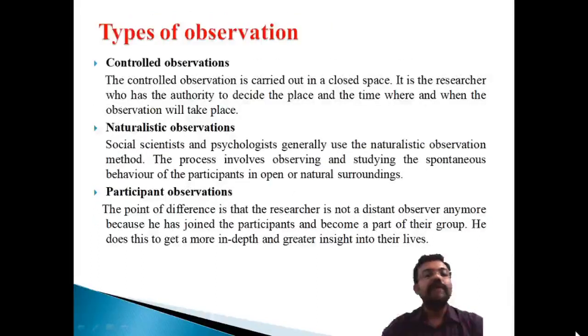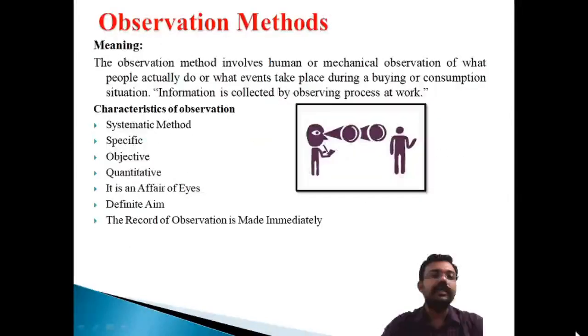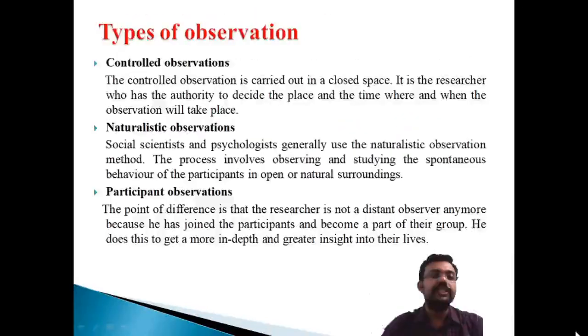And what are the important types of observation? From a research point of view, observation is classified from different angles, and there are three important types of observation in research activity. There is controlled observation, naturalistic observation, and participant observation. These are the three important observation types relating to research. The first one is controlled observation.